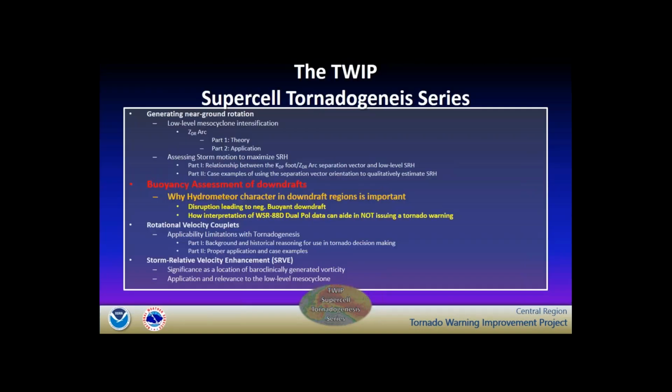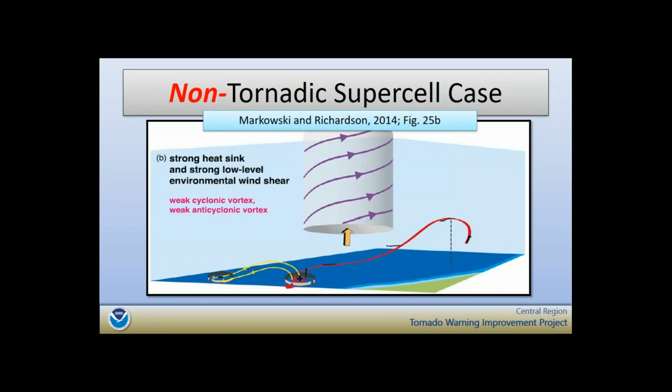So the next category digs into how hydrometeor character inferred from dual pole variables is critical in assessing downdraft buoyancy, especially when it comes to knowing when to not issue a tornado warning. This training discusses tools that can assist with the Goldilocks issue, as shown by Paul Markowski, where partial thermodynamic characteristics either help or inhibit tornadogenesis, regardless of the strength of the mesocyclone.